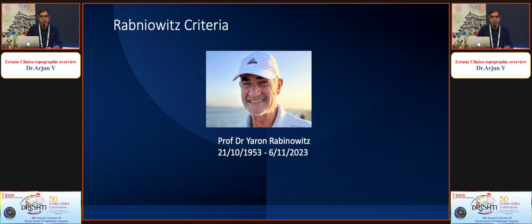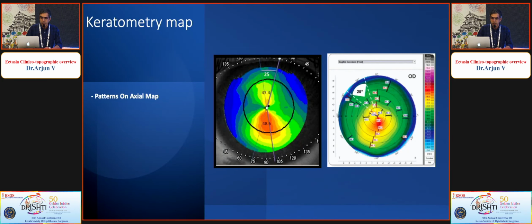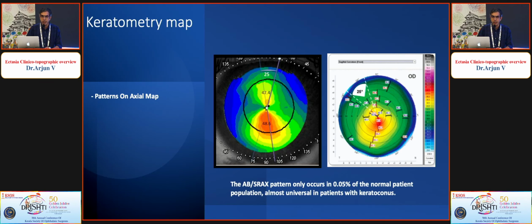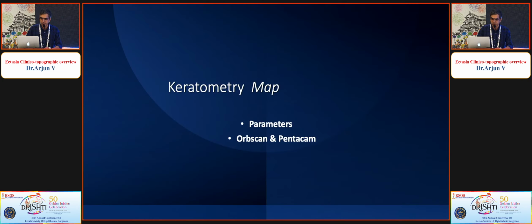This month, we have lost many veterans in ophthalmology, and one more person we lost. And you can't say topography without saying the word Rabinovitz. So this month, he passed away. So all these criteria which I said are part of the Rabinovitz criteria. So going on to the map patterns, one of the patterns you have to look for is an asymmetric bow tie with skewing of the radial axis, because this can happen only in 0.05% of the normal population. If you see this, you are more likely dealing with an ectatic person.